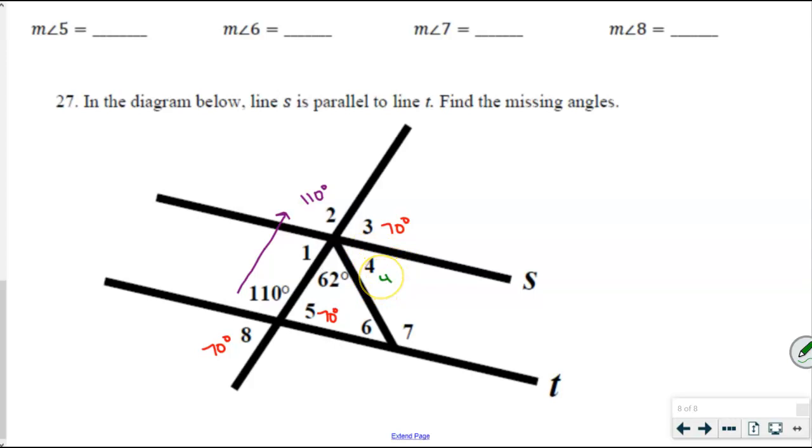48 degrees. Good. Now let's check that. 62 plus 48, that is 110, plus that 70. That gets us there. So it's just 6 and 7 we got to figure out now. We do have enough information. How do I find angle 6? Siley.